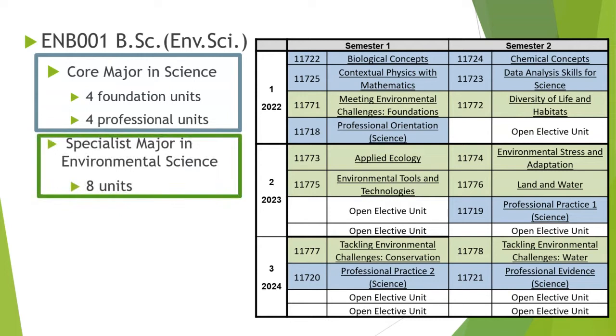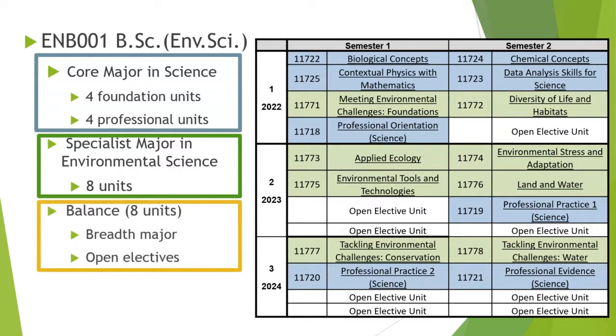You will also be doing a specialist major in environmental science. I've highlighted those ones in green. These are non-negotiable. These are the 8 units you will take in order to complete a Bachelor of Science, Environmental Science. The balance, the last 8 units that you will take, which is scattered throughout your study, I've popped in there as open electives. You can choose any units you'd like to fill those 8 spaces.